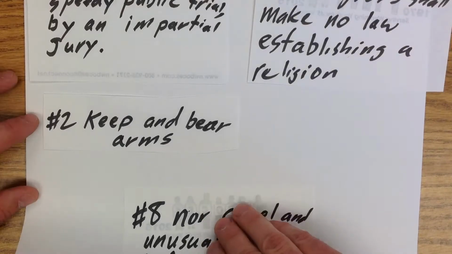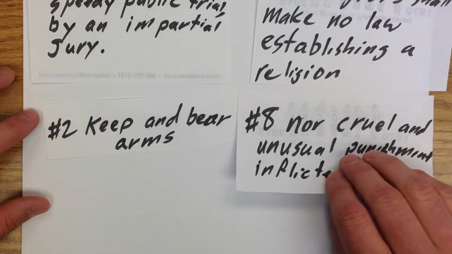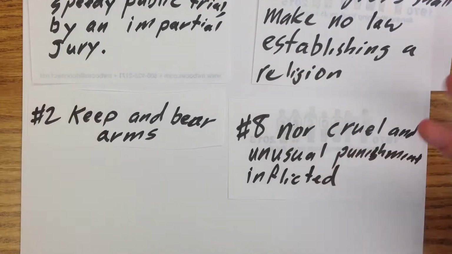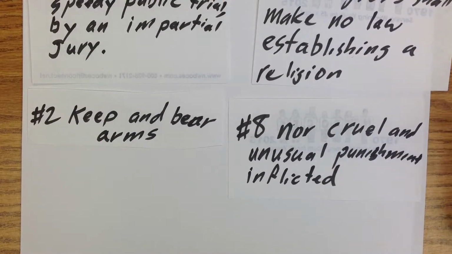And of course, once they get these lined up in an order that's most important to them and their partner, collaboration, partner groups, maybe 2, 3, maybe 4. I don't know if I'd go quite that far. On number 8, nor cruel and unusual punishment inflicted.